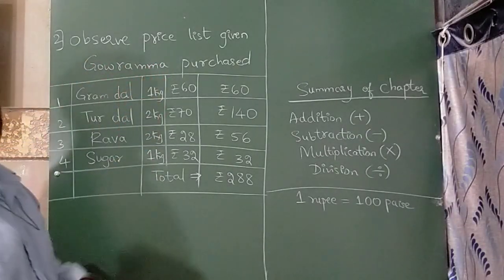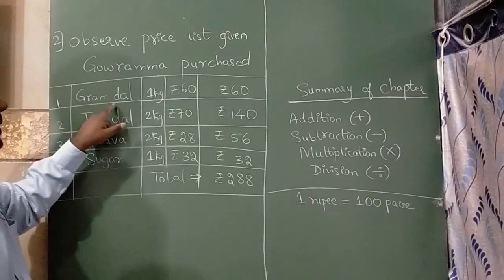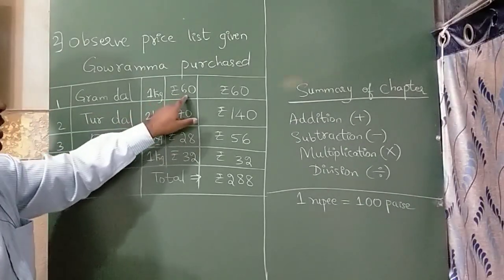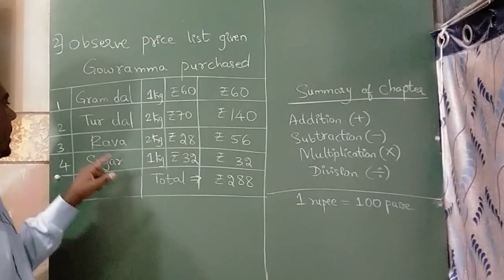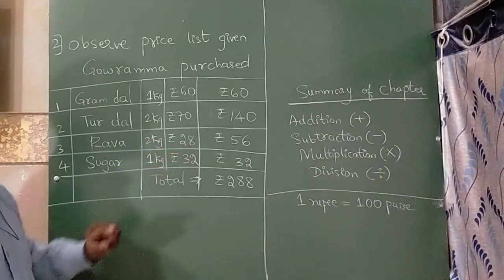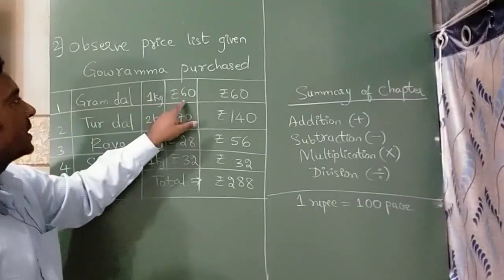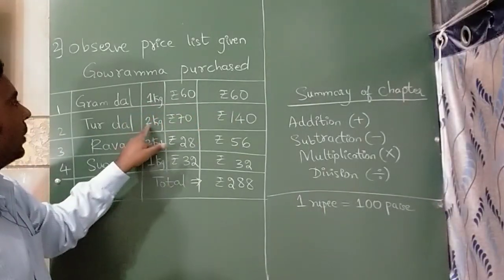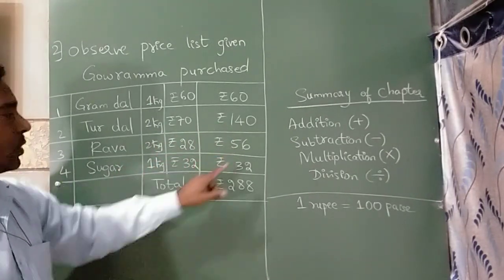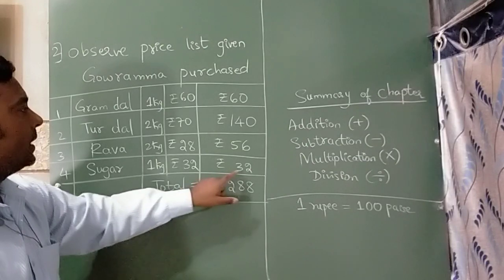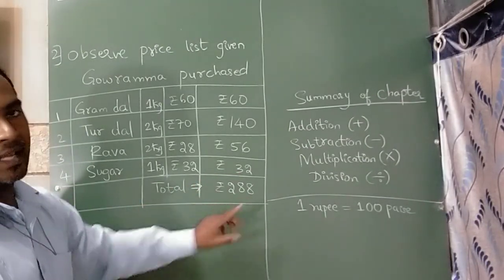Now observe the price list given in your textbook. Now Gaurama purchased gram dal 1 kg which costs 60 rupees, tur dal 2 kg which is of 70 rupees, rava 2 kg rupees 28, sugar 1 kg rupees 32. So 1 into 60 is 60 rupees, 2 into 70 is 140, 2 into 28 is 56 rupees. 1 into 32 is 32 rupees. So total amount paid is rupees 288.